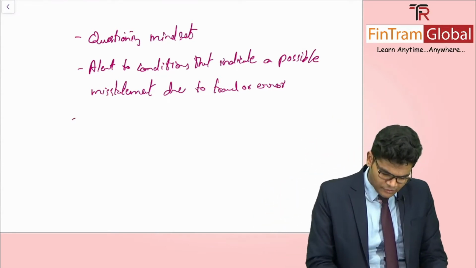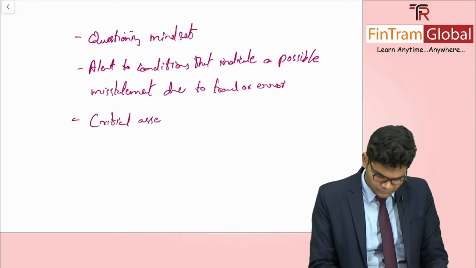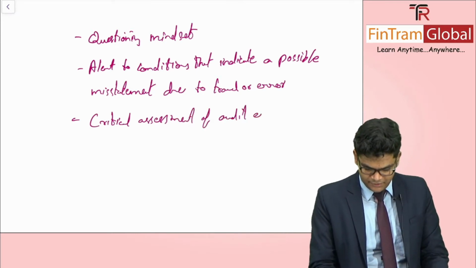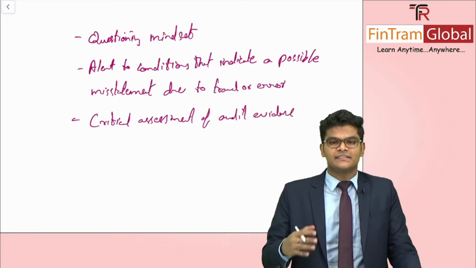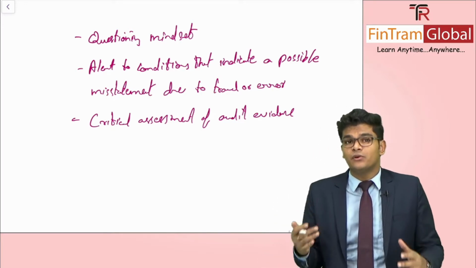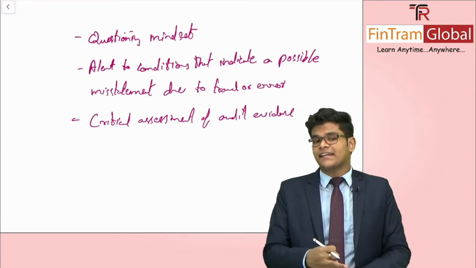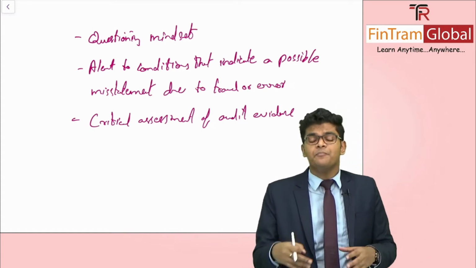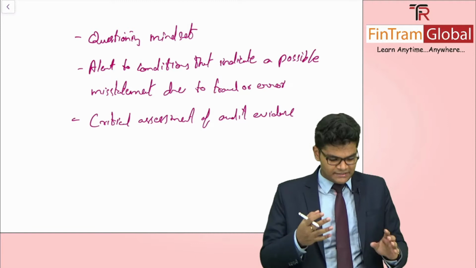And thirdly, it can also involve conducting a critical assessment of audit evidence as well. So when you gather the audit evidence, you conduct a critical assessment on it. That's basically another aspect of professional skepticism. So this is basically what professional skepticism is all about: having a questioning mindset, being alert to conditions that can indicate a possible misstatement caused due to fraud or error, as well as conducting a critical assessment over the audit evidence that has been gathered. So these are the three basic things.